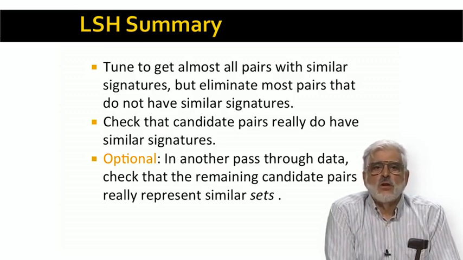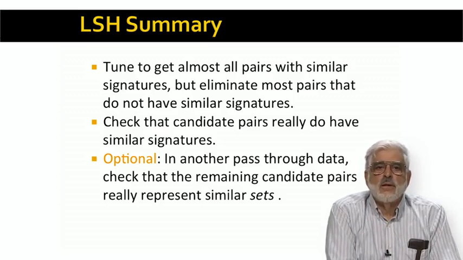If two sets have Jaccard similarity above threshold, but by bad luck their signatures never become a candidate pair, then we'll never look at this pair of signatures or their underlying sets.